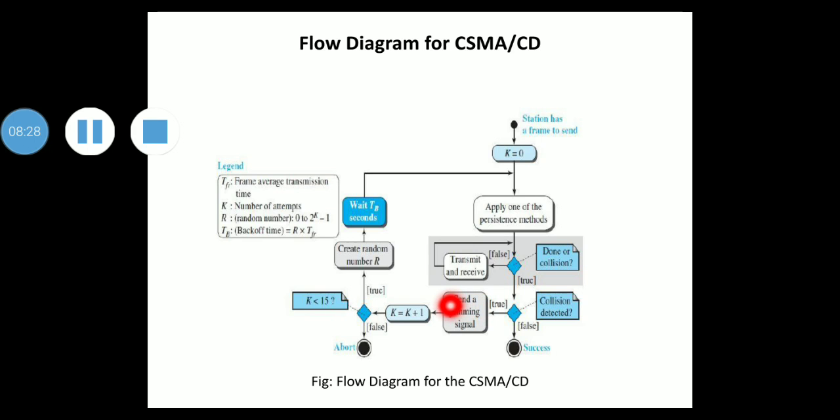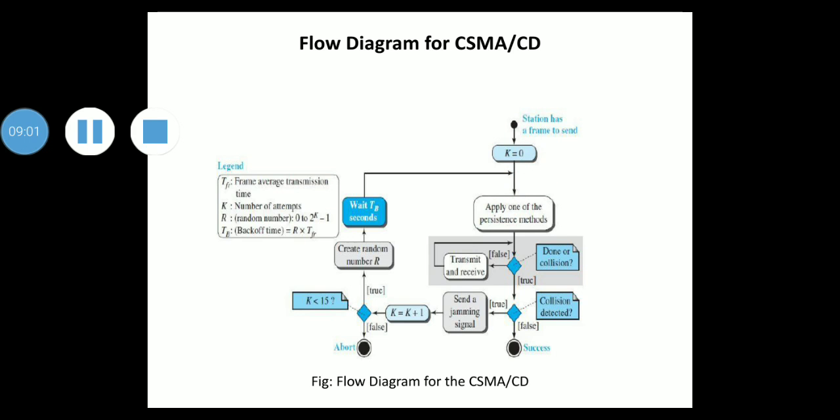After sending a jamming signal, increment k by 1, k equals k plus 1. Then again check for a condition, is k less than 15? If k is less than 15 is false, meaning k is more than 15, we cannot continue, so abort. If it is true, meaning k is still not 15, then create random number r, wait TB seconds, then repeat the process from here.